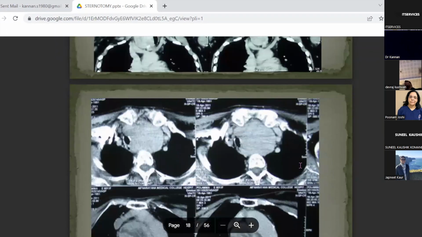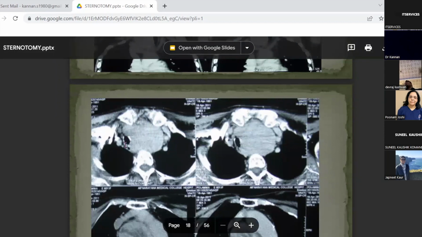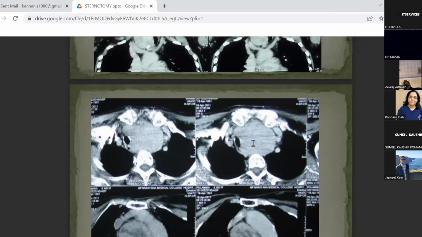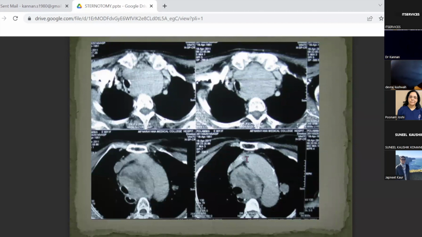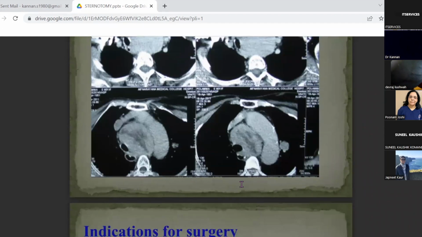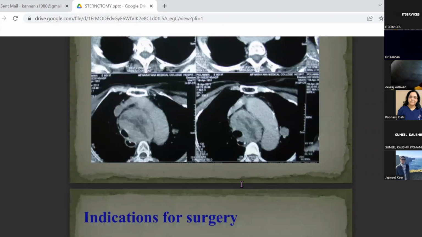So this is a patient. You could see the gross shift of the trachea, which would help the anesthetist in planning. You could see the luminal narrowing is just 50%. If the narrowing is more than 90%, you also need to plan for intubation. And here you see the lesion going below the aortic arch. If the lesion is going below the aortic arch, the need for sternotomy might increase. So plan yourself well.